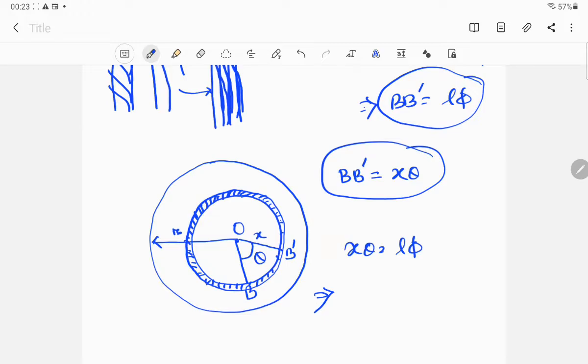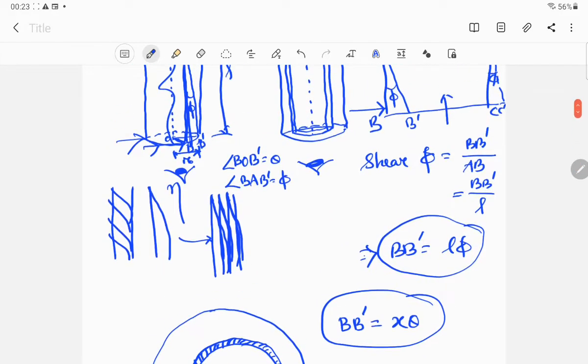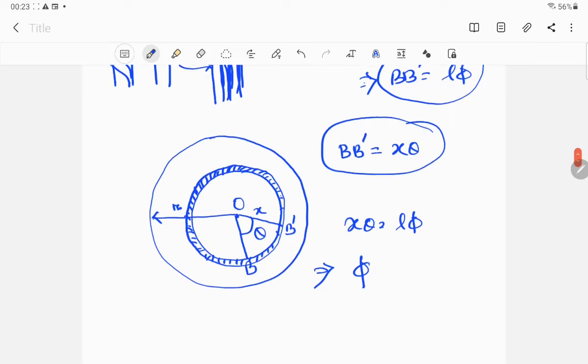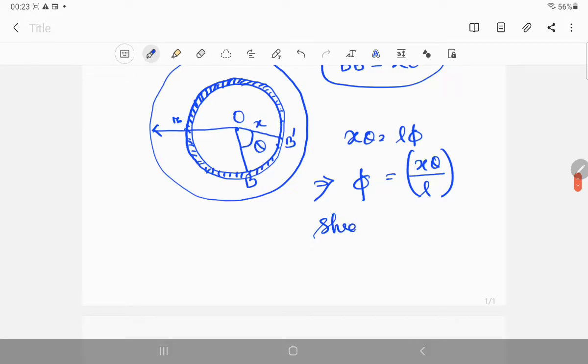Since we are more interested in the shear angle, because we are given the modulus of rigidity, which is nothing but stress by shear strain, I will keep phi. The shear angle phi is equal to x theta by L.